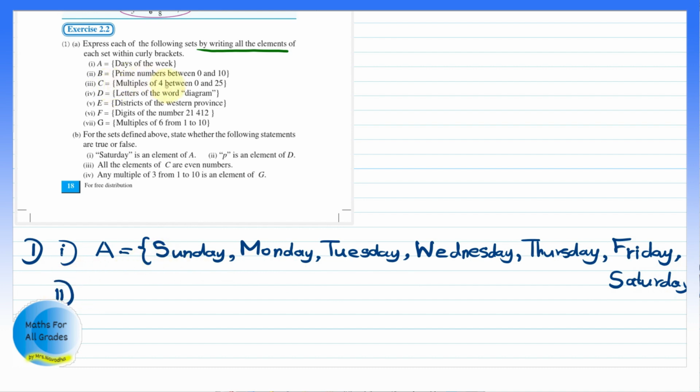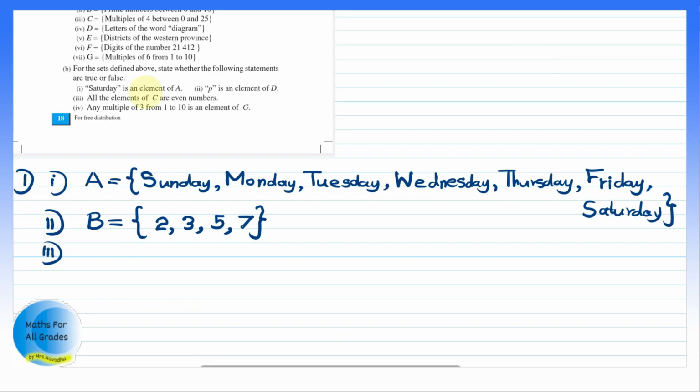Problem number 2. B is a set of prime numbers between 0 and 10. So we can write down B equals, open a curly bracket. What are the prime numbers between 0 and 10? Yes, now we know 2, 3, 5, 7. The next number is 11, but it's greater than 10. So close the bracket.